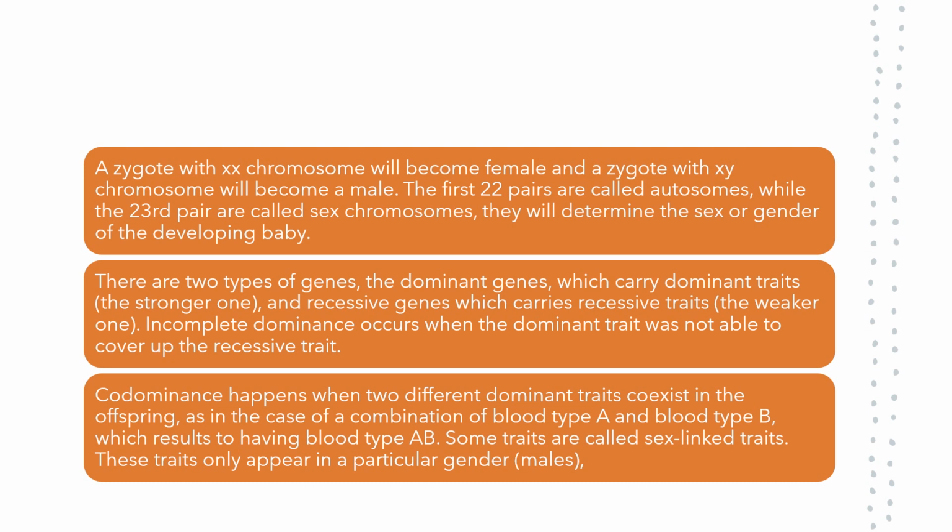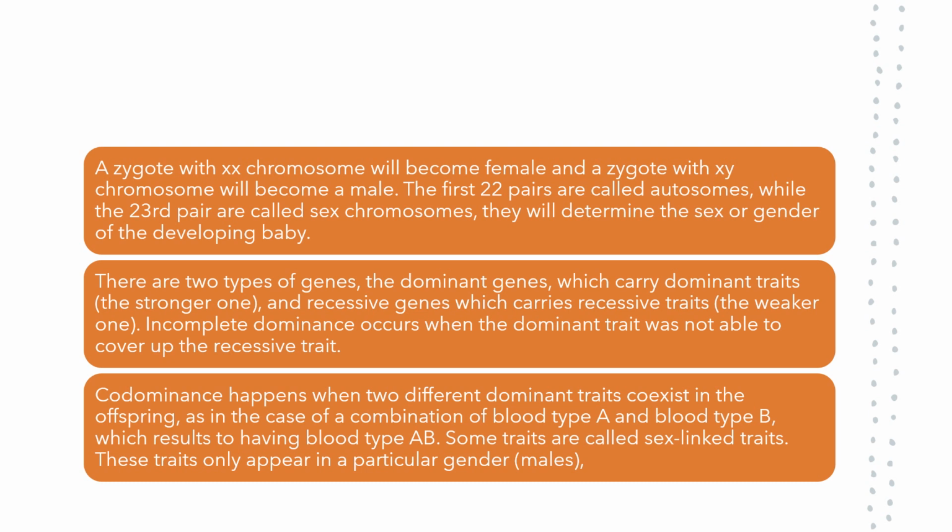The first 22 pairs are called autosomes, while the 23rd pair are called the sex chromosomes. They will determine the sex or gender of the developing baby. Like what I've mentioned, we have 23 from the mom and 23 from the dad, and they will now meet each other. So we as individuals will now have 23 pairs of chromosomes. The first to the 22nd are the autosomes, and the 23rd ones will determine our sex or our gender. If you're an XX, you're female. If you're an XY, you're a male.